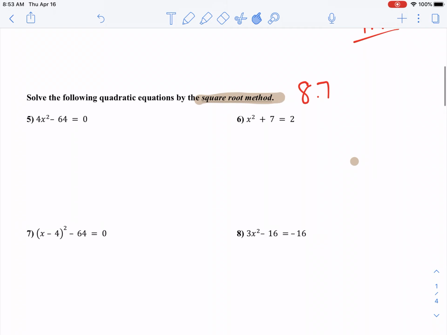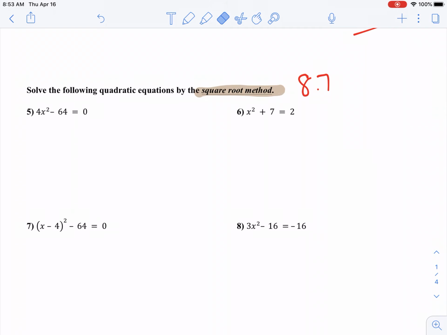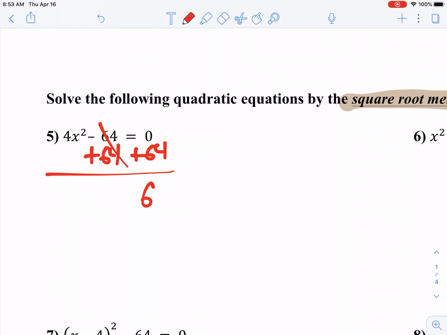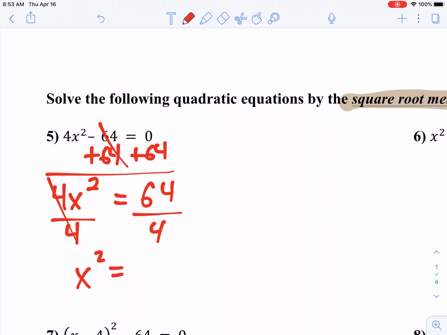Alright, square root method. So what you're doing is solving this for x. So basically just get everything isolated. Get the x isolated. So we're going to add 64 first. We're going to divide by 4 next. All right? You're solving for x. But the problem is it's not just x, it's x squared. So x squared equals 16.